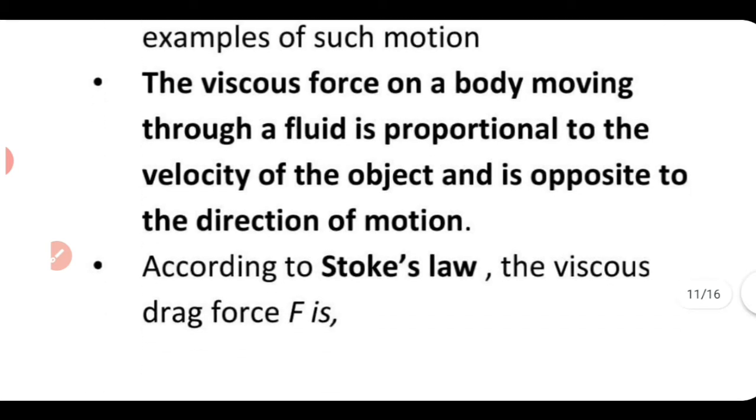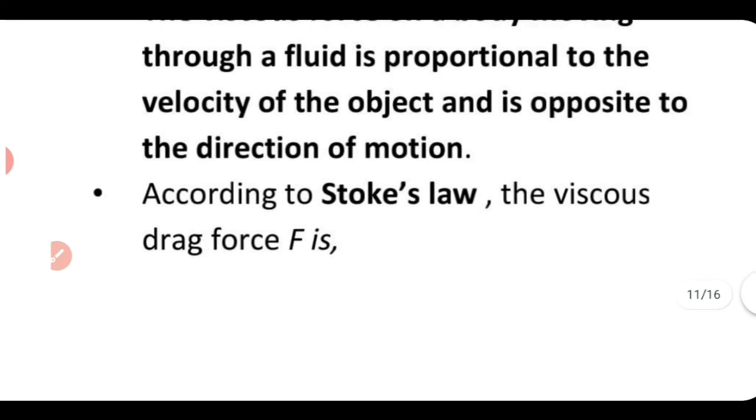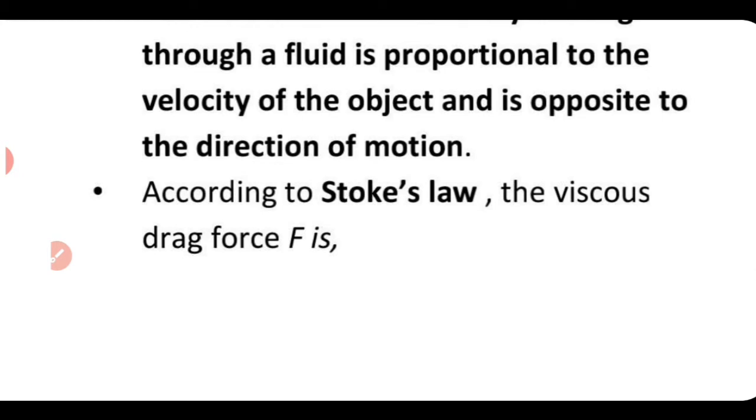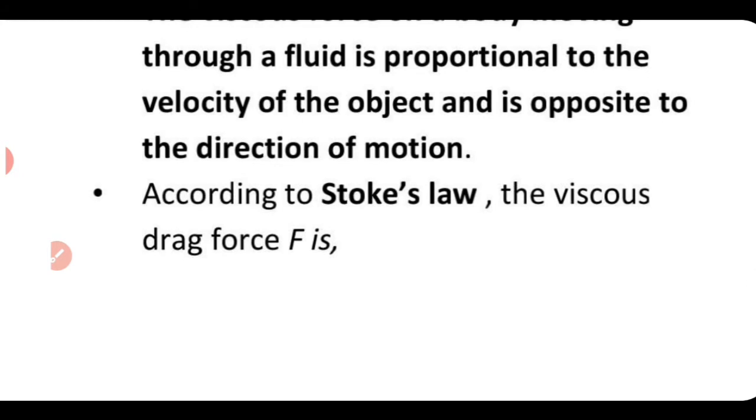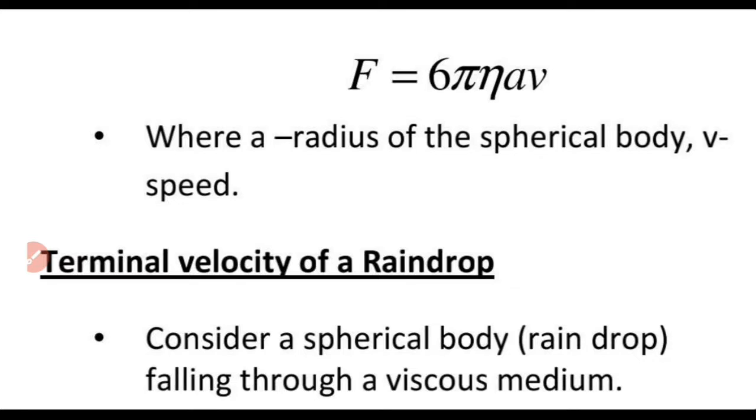Now, according to Stokes' law, this viscous drag force which is acting on a solid which is falling through a fluid is F is equal to 6 pi eta AV. So this formula we call Stokes formula. F is equal to 6 pi eta AV, where eta is the coefficient of viscosity of the liquid, A is the radius of the spherical body, and V is the speed with which it is moving. So we have the viscous force as 6 pi eta AV.